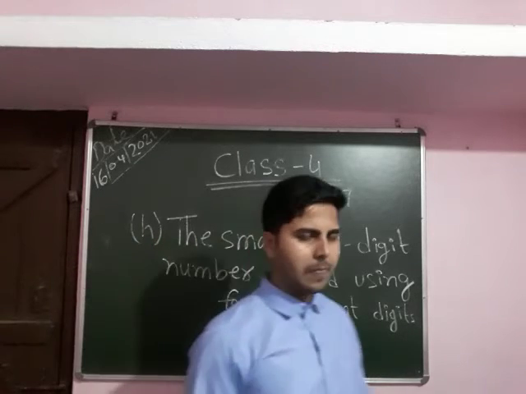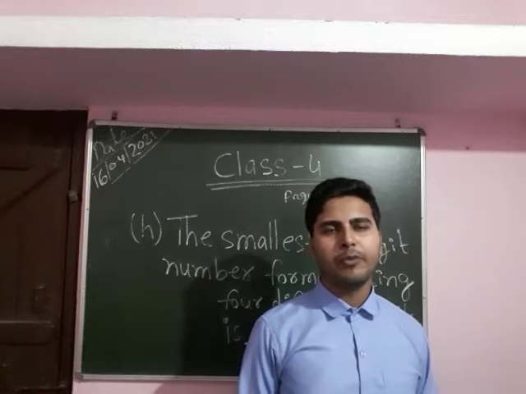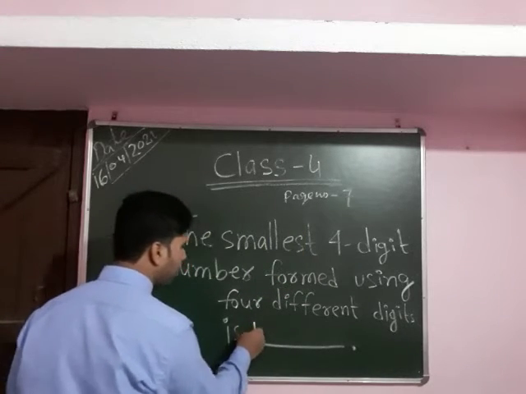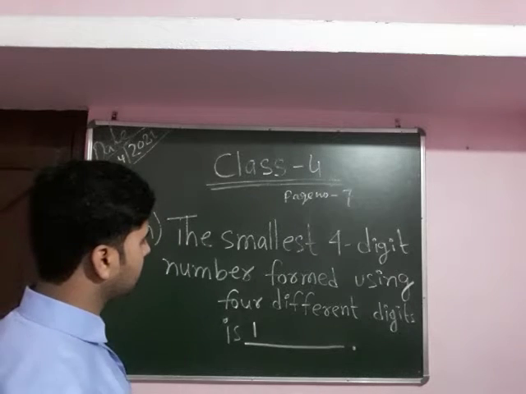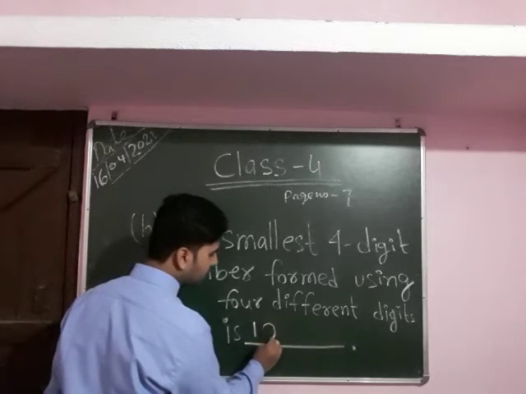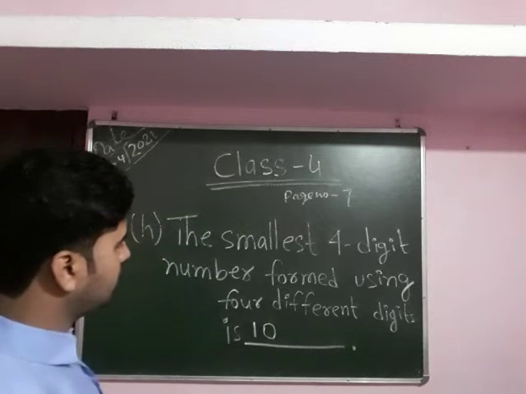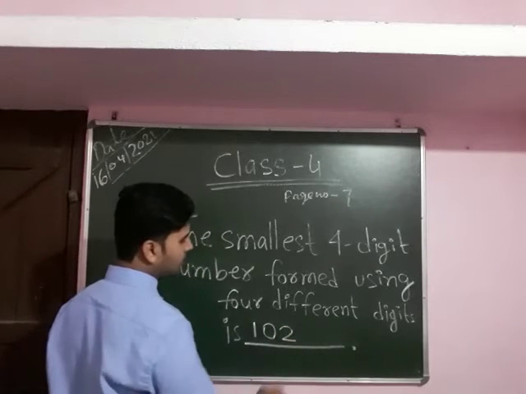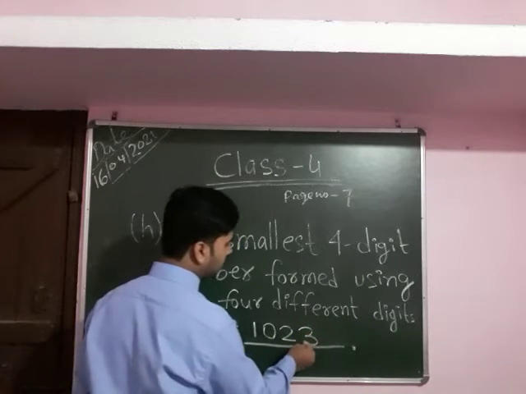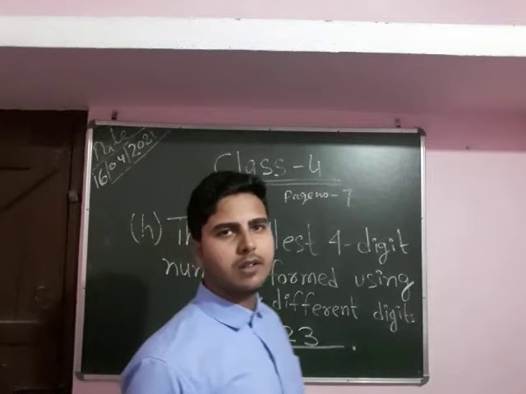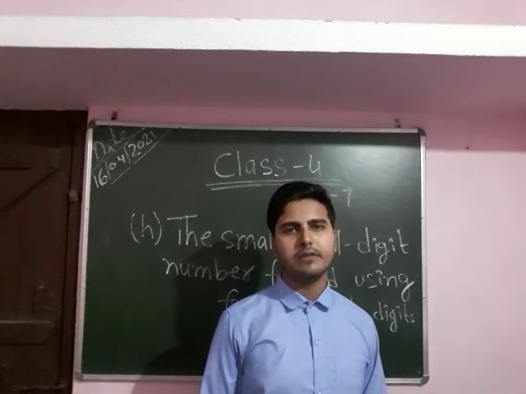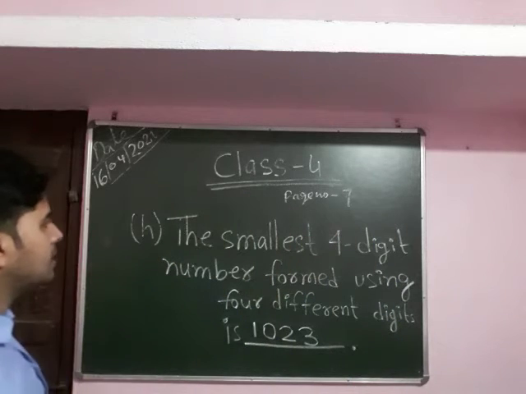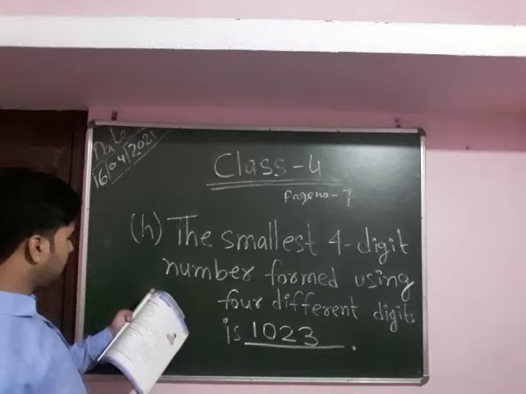We know that the smallest one digit number is 1, so we will write 1, then we can write 0, 3. Okay? Are you getting? Any doubt? No. So let us move to another question. Question number 2.